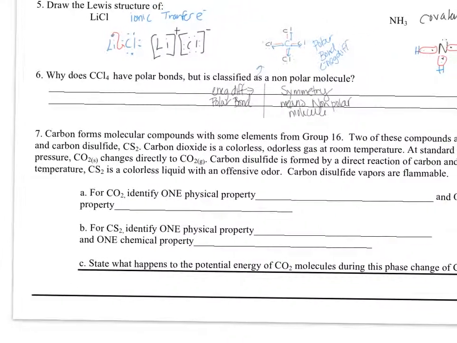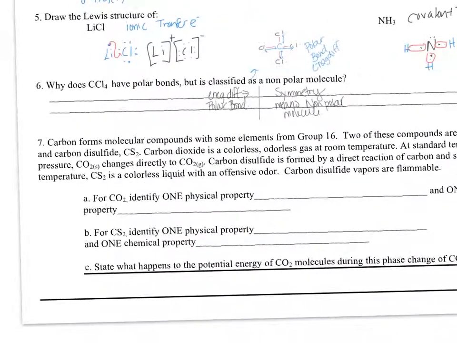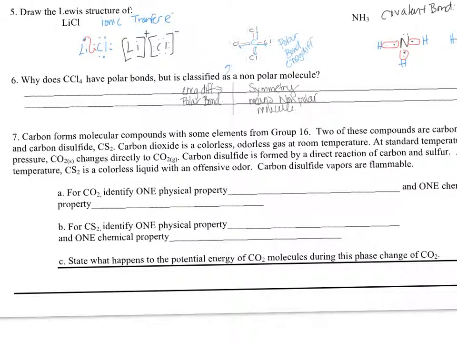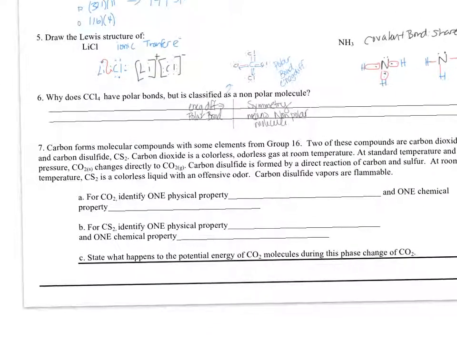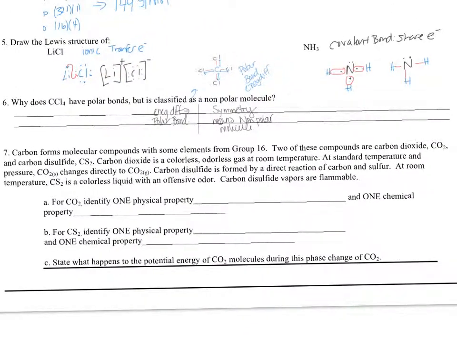7. Carbon forms a molecular compound with some elements from group 16. Two of the compounds are carbon dioxide and carbon disulfide. Carbon dioxide is a colorless, odorless gas at room temperature. At standard temperature and pressure, solid CO2 changes directly to CO2 gas. Carbon disulfide is formed by a direct reaction of carbon and sulfur, such and such, is a colorless liquid, etc., and flammable.